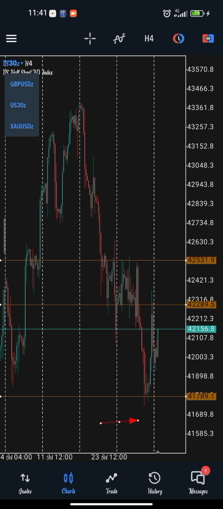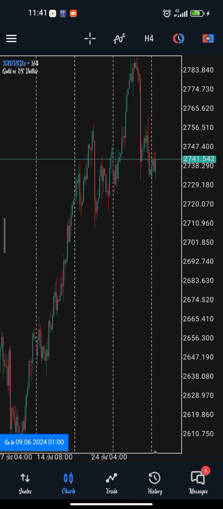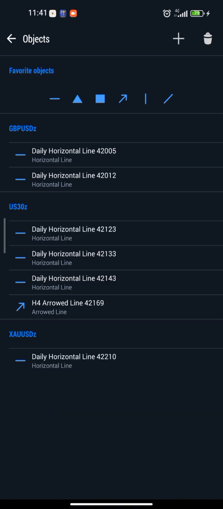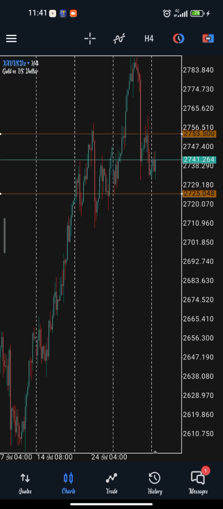Okay, so let's go to gold. Gold is actually my favorite pair anyway. Okay, so on the gold, this is the 4 hour. Do I even need to go to the daily? Anyway, let's just see. Okay, so I'll be trading from this level, and then I'll also be taking note of this level here on gold. Okay, so let's see what it looks like on the 4 hour.